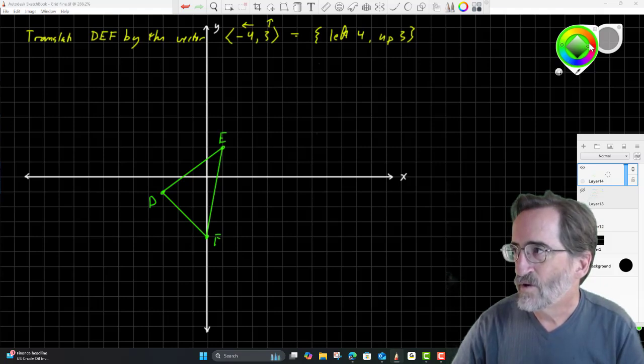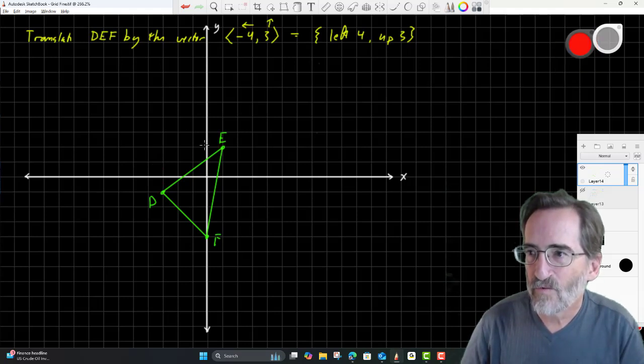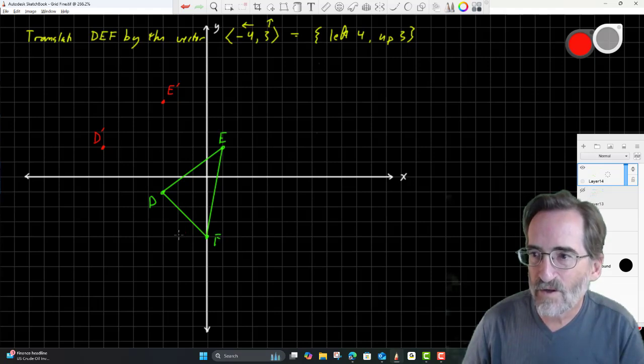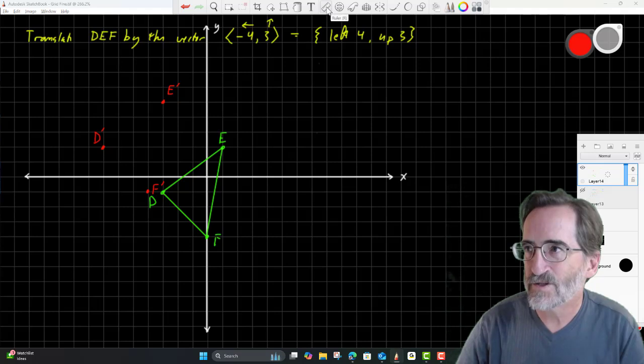So let's go, how about red? ⟨-4, 3⟩ means left 4. So I'm going to start from E. 1, 2, 3, 4, up 3. 1, 2, 3. There's E prime. D, left 4, 1, 2, 3, 4, up 3, 1, 2, 3. There's D prime. F, left 4, 1, 2, 3, 4, up 3, 1, 2, 3. F prime. So DEF is the pre-image, and D prime, E prime, F prime is the image.